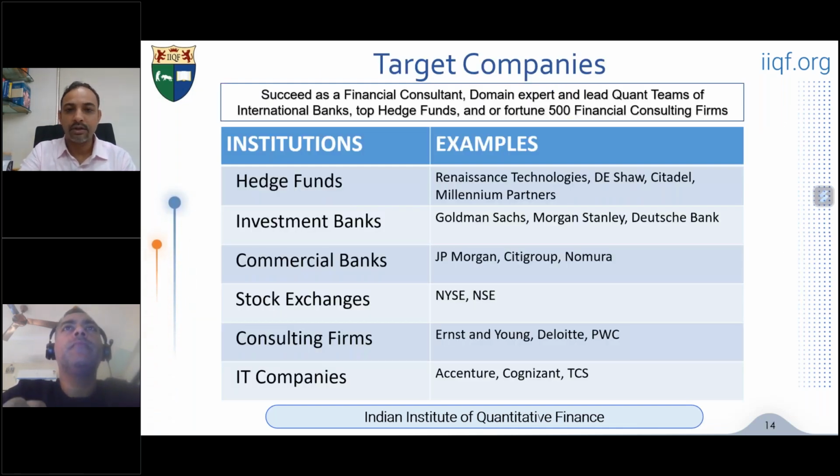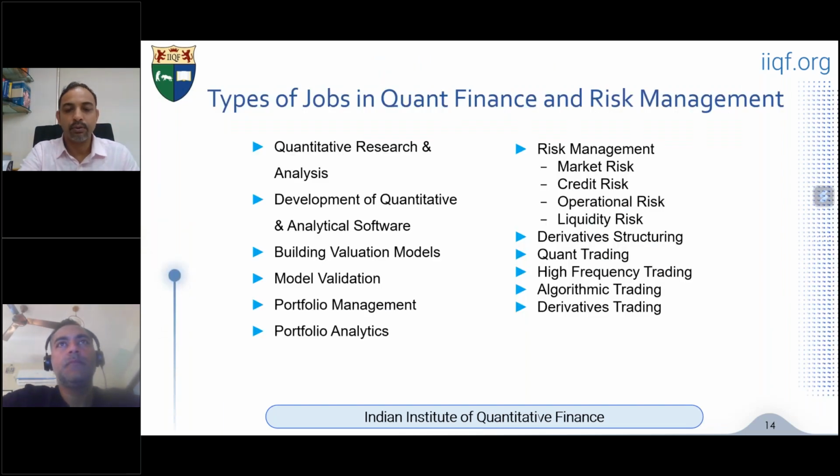So the target companies for all these courses are hedge funds, investment banks, commercial banks, stock exchanges, consulting firms, IT companies, and what is not added here is the new age fintech organizations as well, particularly from the machine learning course. So essentially, we have connects and we would help you, right?